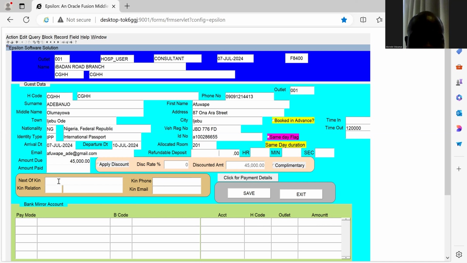Now, let me move on from there. Then this field called complementary is for when we are giving the room to the customer, possibly a family member, or at least someone we are not going to collect money from. Once we click complementary, the system will know that we have given out this room and the customer is not paying. So clicking on complementary means we do not expect the person to pay. Now, let's go to the next of kin information.